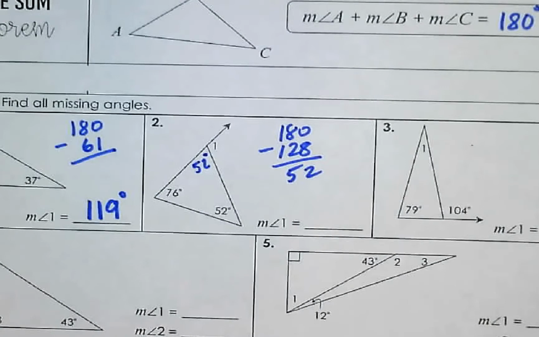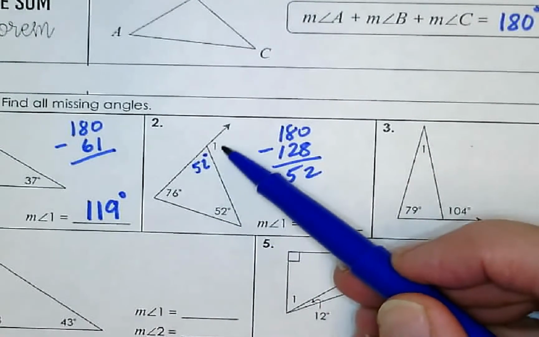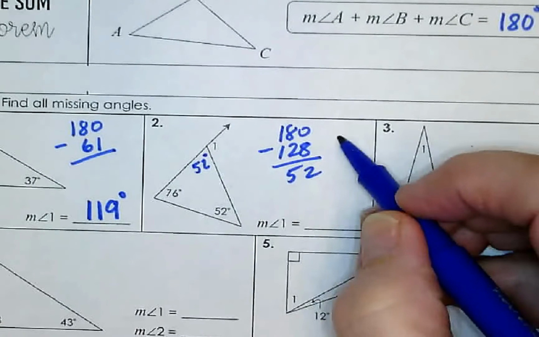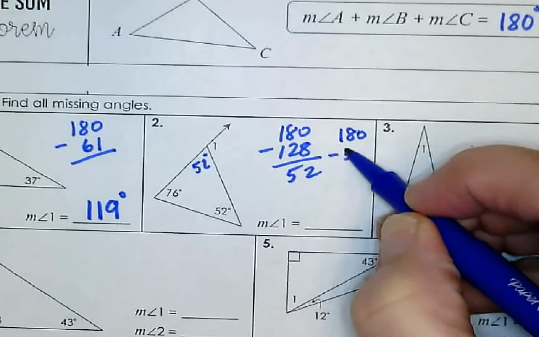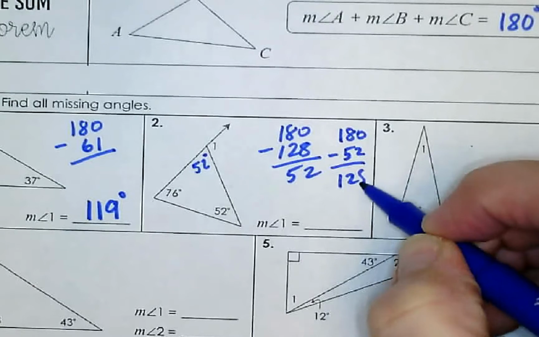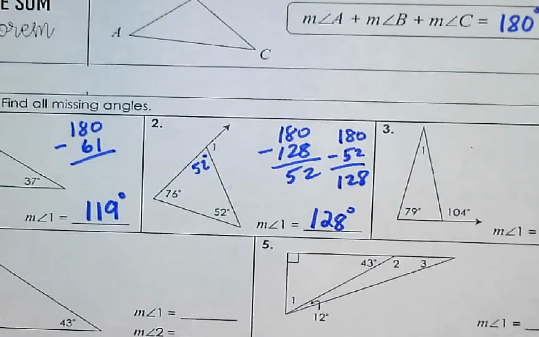Okay. Now some of you will start to see a little pattern here. Angle 1 and this 52, they are a linear pair. Linear pair adds up to be 180. So when I take 180 minus the 52, we'll go back to 128. So the missing angle is 128 degrees.